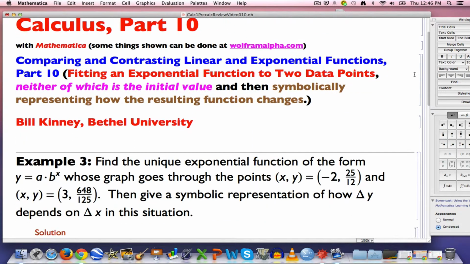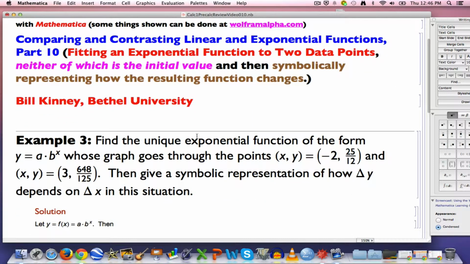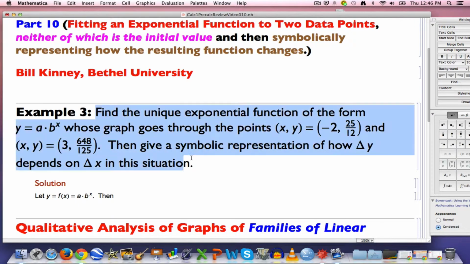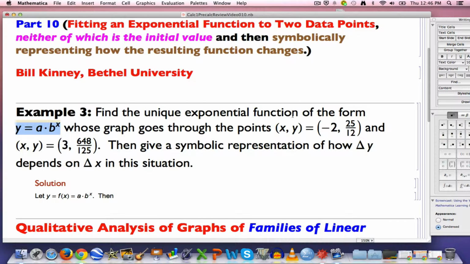Let's go back to the main example for this video. It is a new example. So far we've just done examples 1 and 2. Here we have a new example 3. It's not a real life situation. We're just thinking about pure math here. We want to find the unique exponential function of the form y equals a times b to the x that goes through these 2 points that you see here, (-2, 25/12) and (3, 648/125). I picked some fractions there because it makes the a and b turn out kind of nicely.